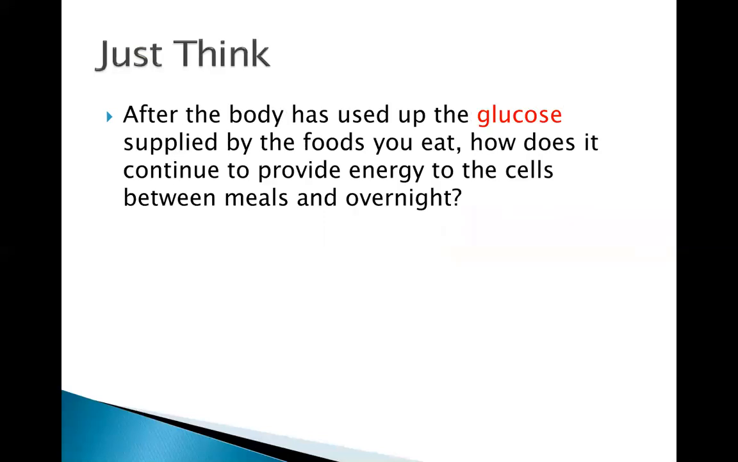After the body uses up glucose supplied by the foods we eat, how does it continue to provide energy to the cells between meals and overnight? So the answer to this is glycogen, as well as eventually fat stores. Glycogen is stored in the muscles and the liver, and glycogen can be broken down very quickly to provide energy for the cells and increase blood sugar levels. However, this energy source usually only lasts a few hours.